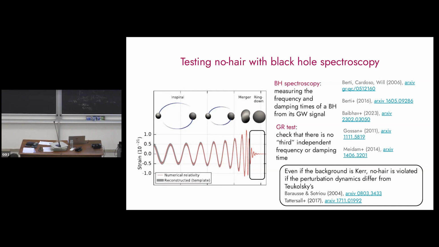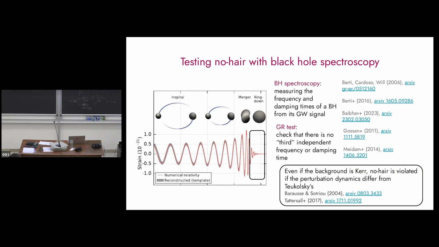And then what do you do? Which kind of test do you do? You check that there is no third or fourth, fifth, nth independent frequency or damping time in the spectrum. One thing I want to highlight is what you are really testing.